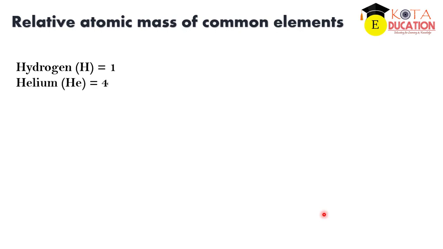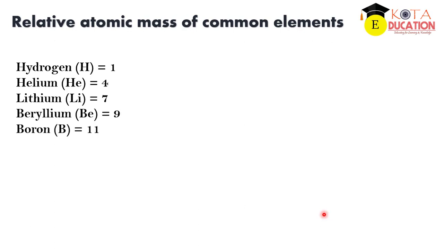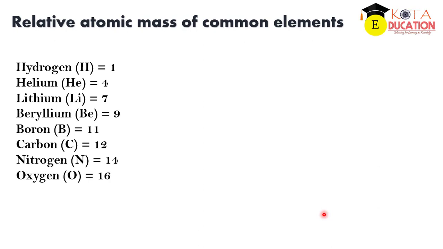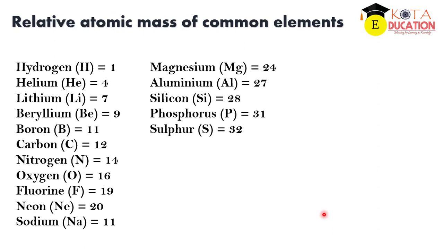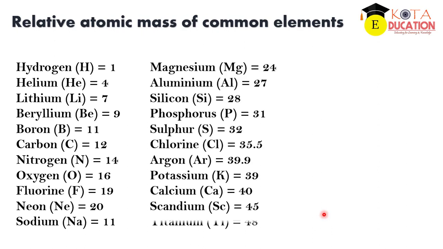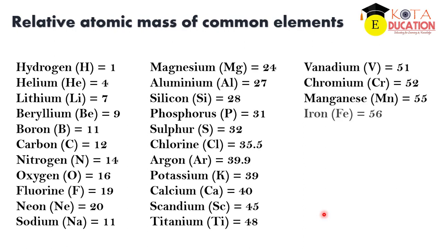Similarly, helium 4, lithium 7, beryllium 9, boron 11, carbon 12, nitrogen 14, oxygen 16, fluorine 19, neon 20, and so on. So these are the whole table, which are certain important elements. So don't worry about them. Actually, you will learn about it while solving the questions only. So copy this one, it will be useful.